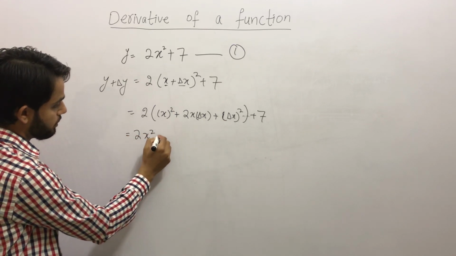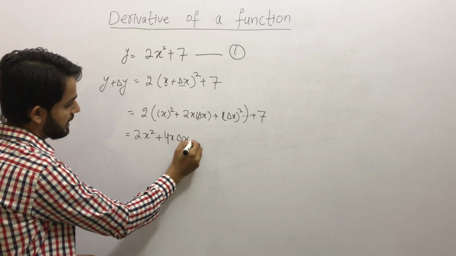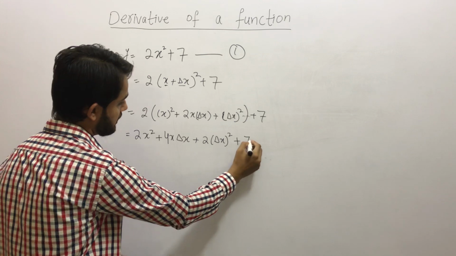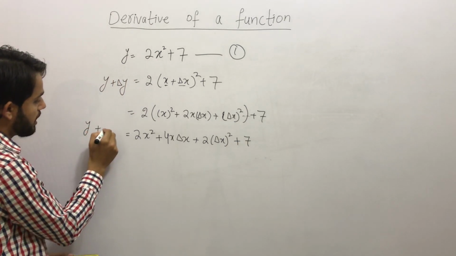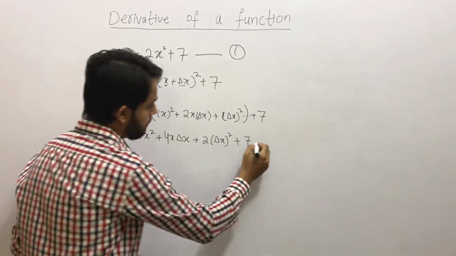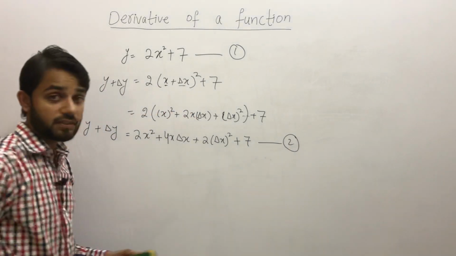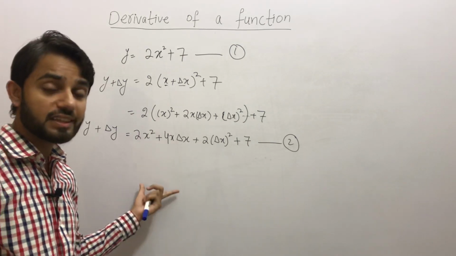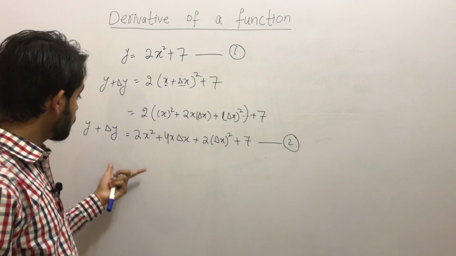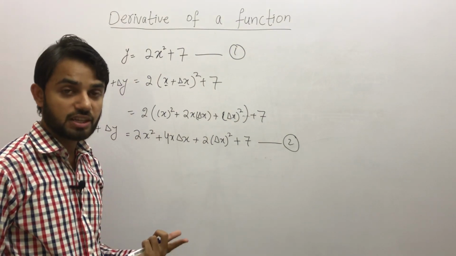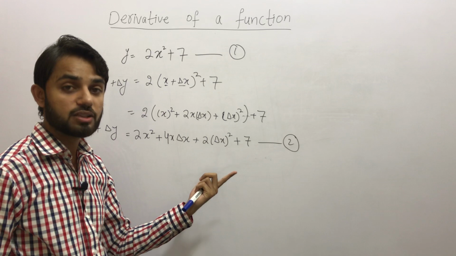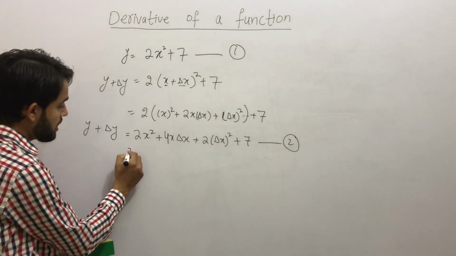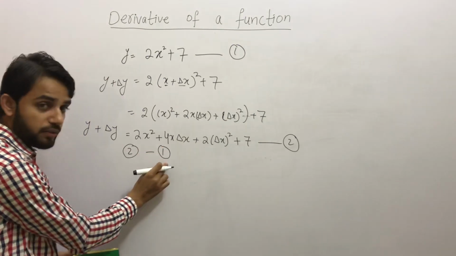So it would be 2x square plus 4x delta x plus 2 times delta x square plus 7, and over here we have y plus delta y. Now please keep in mind that the derivative, I am repeating this point over and over again so that you could get to know what exactly is going on over here. The derivative is the rate of change in y-axis and the rate of change in x-axis as well. So we basically subtract. We will subtract equation 1 from equation 2.